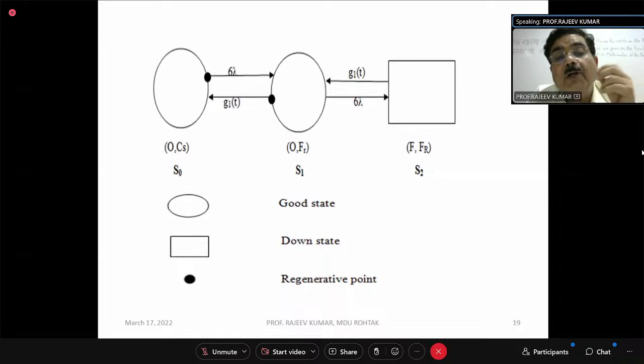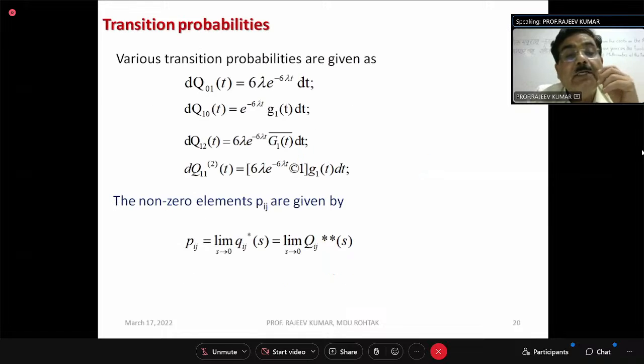Therefore, in that situation, if you are looking for the probability of transiting of the system from 1 to 2 or 2 to 1, we have to take care of the non-regenerative points. And that's why shifting from 1 to 2 is 6 lambda e power minus 6 lambda t g1 bar t, that is the complement of the g1 t PDF, this will be the CDF. The system won't stop at 2. So we are moving from 1 to 1 via 2. That is called 1 to 1 via 2. In that situation, the probability function will come out to 6 lambda e power minus 6 lambda t convolution G1 t.